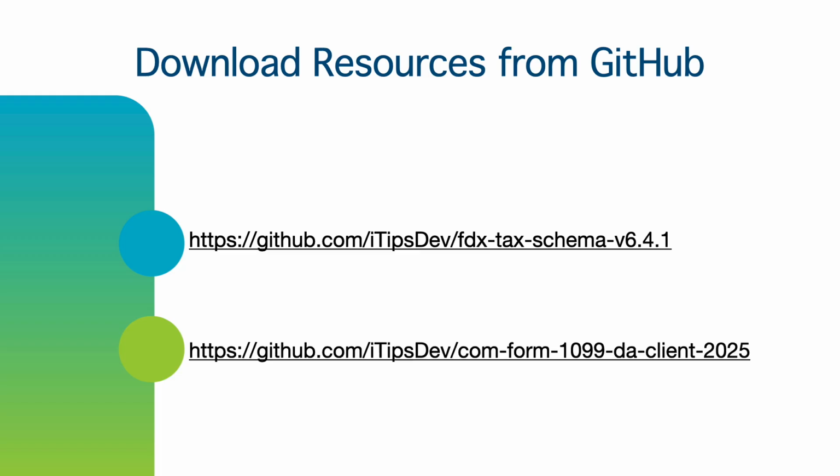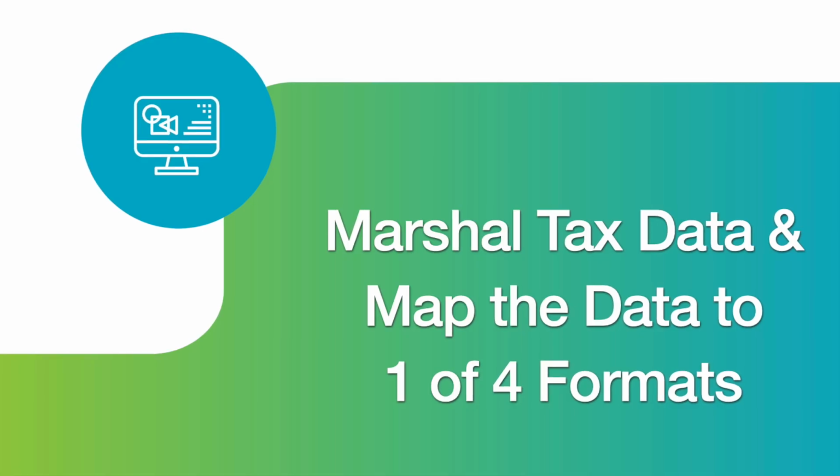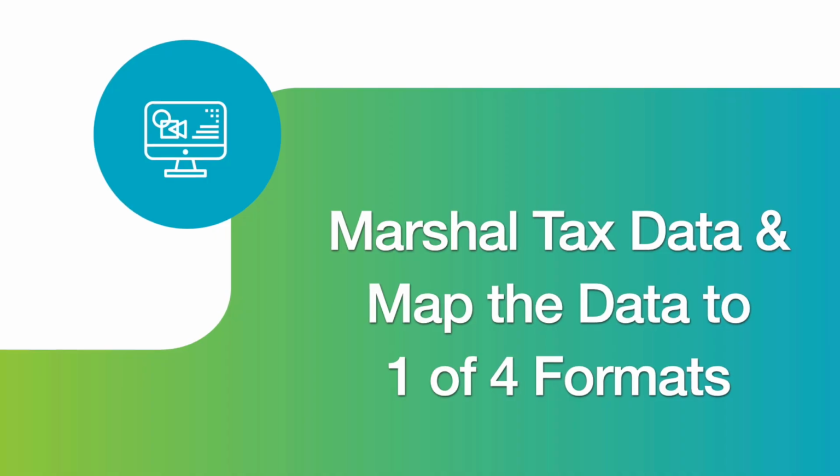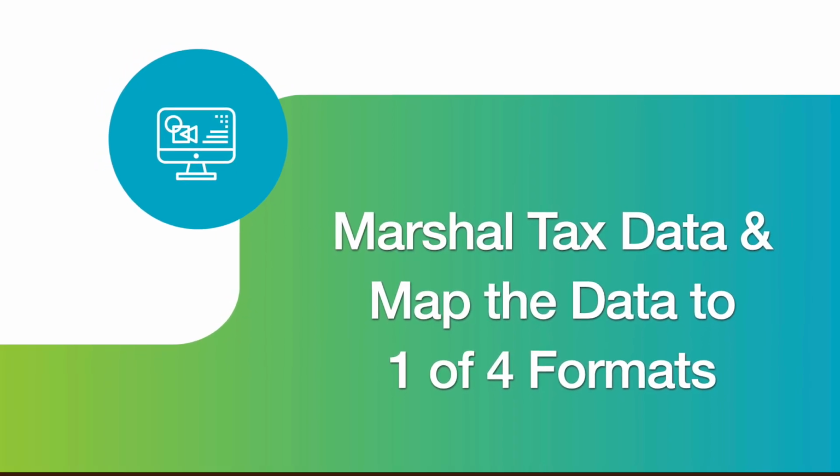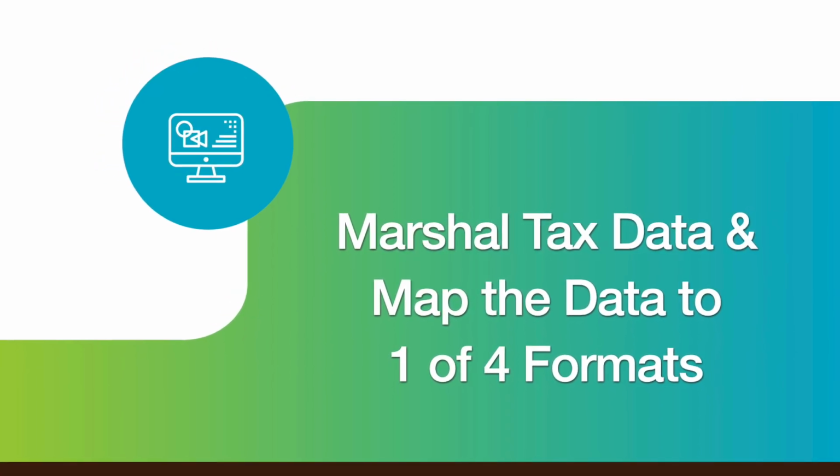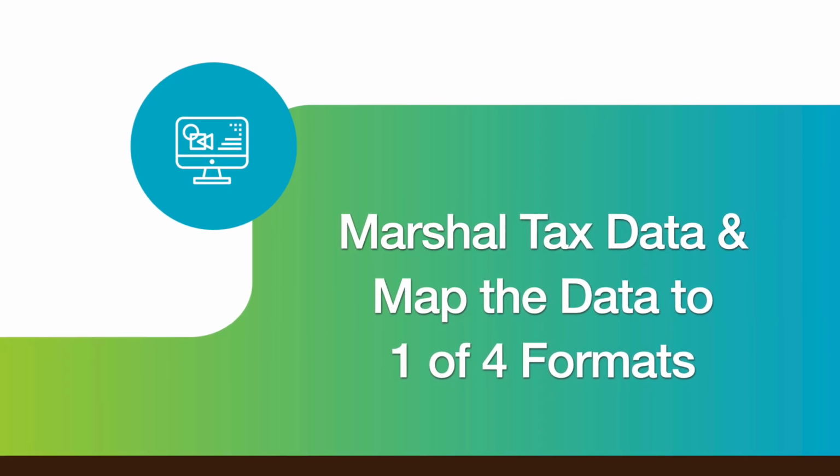After purchasing a license for the Docker image, download from GitHub the data model files from the URL shown. Then, download the client code from the second repository shown here. To generate Forms 1099-DA, you first assemble the form data in one of 4 file formats. Use the format that works best for you.